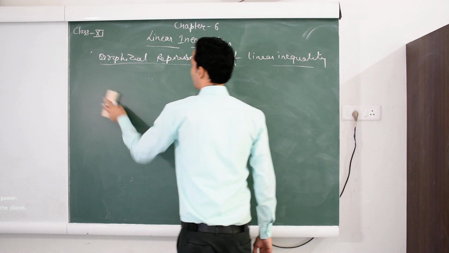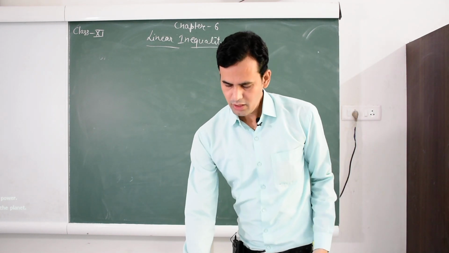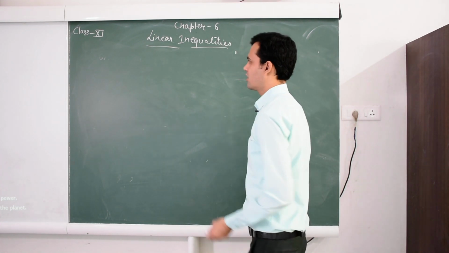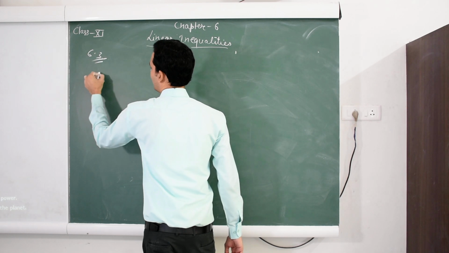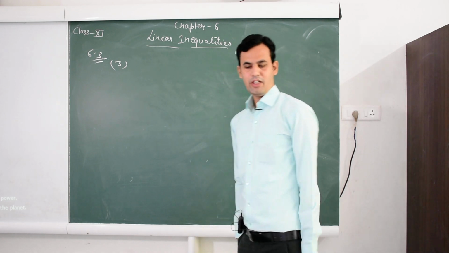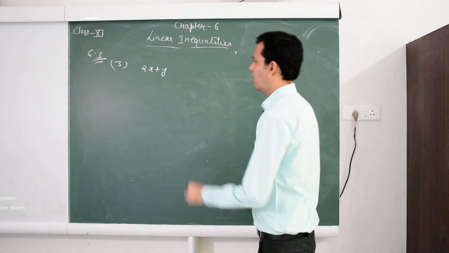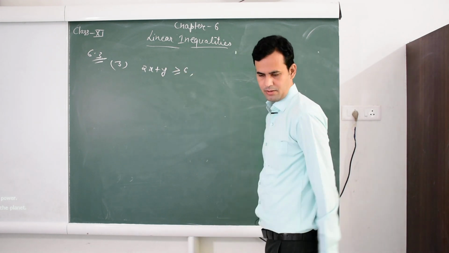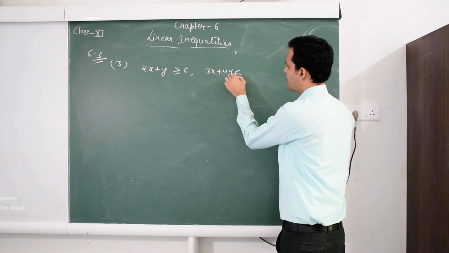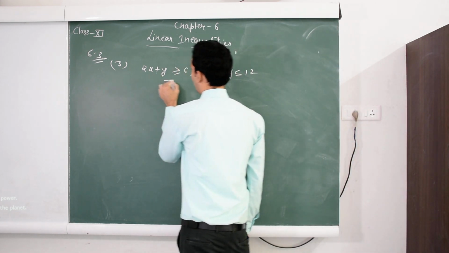Exercise 6.3 is also similar to this topic, but in this exercise we have 2 or more than 2 equations in all the questions. Exercise 6.3, question number 3. There are two inequalities: 2x plus y greater than or equal to 6 and 3x plus 4y less than or equal to 12. First we take the first inequality.